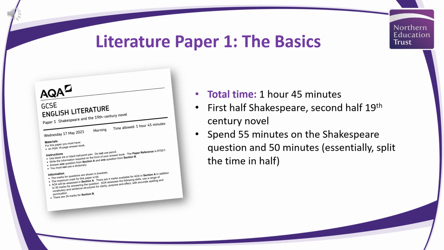As a quick recap of Literature Paper 1, the whole paper lasts an hour and 45 minutes, and that's about 2 hours 10 minutes if you have that 25% extra time. The paper is split into two halves. The first half is on the Shakespeare text that you studied, the second is on the 19th century novel that you've looked at. For most students watching this, that means it's going to be either Macbeth or Romeo and Juliet, followed by A Christmas Carol.